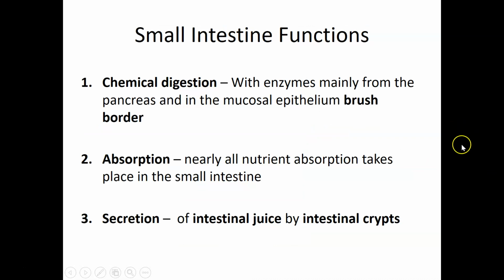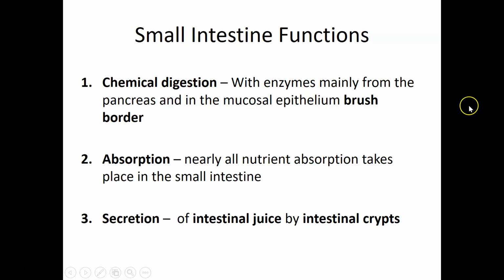What are the functions of the small intestine? There are 3 main functions, and this is where the bulk of the chemical digestion takes place. A little bit happens in the mouth, a little bit happens in the stomach, but when the chyme gets to the small intestine, it takes off.